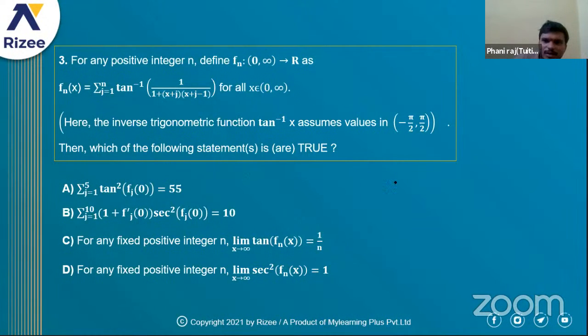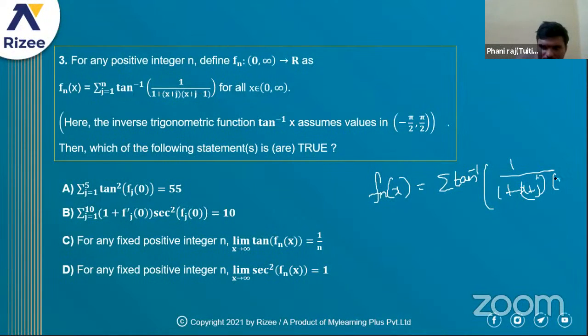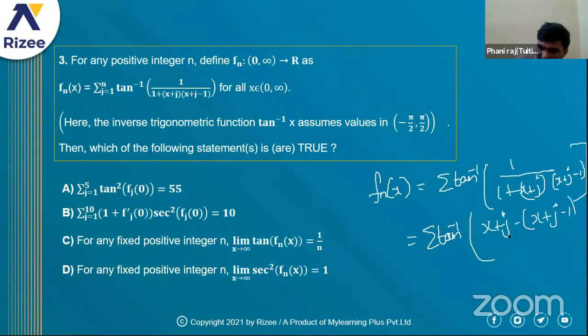Anyway, next is the third question, in which f n of x is equal to the summation of tan inverse of 1 by 1 plus (x plus j) into (x plus j minus 1). See, whenever you're given tan inverse and the difference is 1, the immediate thing you should do is write the numerator in terms of the denominator. That is, write the numerator as (x plus j) minus (x plus j minus 1). This is also the same as 1, but why am I writing it like this? So that this can be expanded as tan inverse of (x plus j) minus tan inverse of (x plus j minus 1), which is a telescopic series.